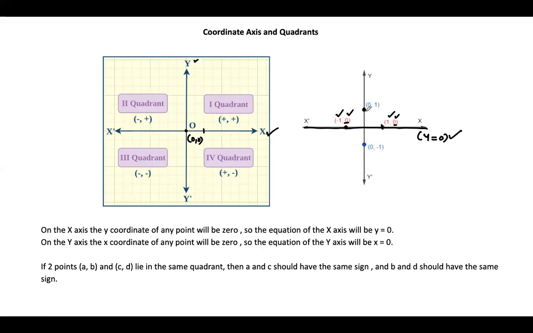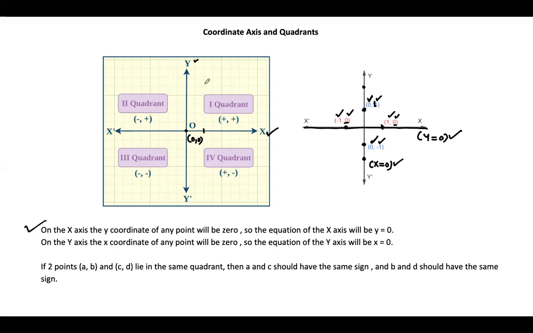Similarly, for y-axis, if this point has x coordinate 0, y coordinate 1, x coordinate 0, y coordinate -1. So every point that lies on the y-axis will have the x coordinate as 0. So equation of y-axis is given as x equals 0. This is what we have written.